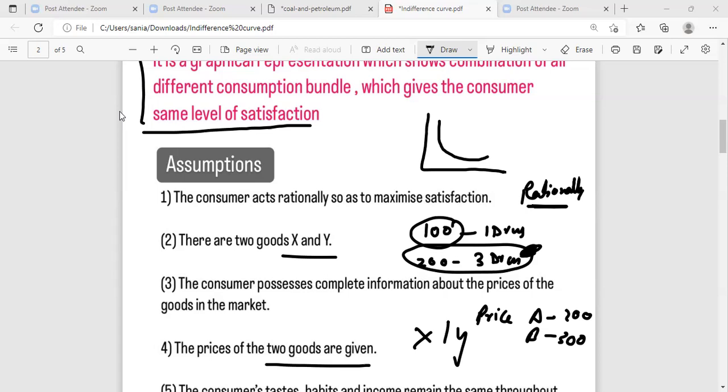Are the third and fourth point marks the same? Third and fourth? Yeah, here you are mentioning that prices of both the goods are given, right? But the consumer possesses complete information. Complete information is why the price of good Y is 20, the reason behind that, okay? And why the price of good X is 10, why the prices are not the same. So he has complete information about the prices of goods in the market. Complete information means apart from prices, why the prices are like this. Okay.